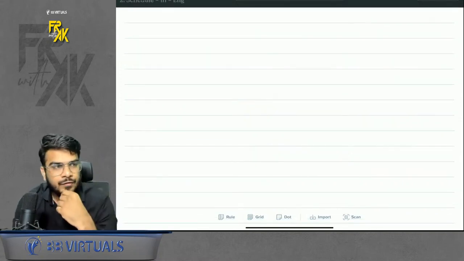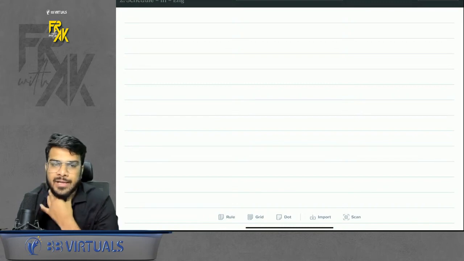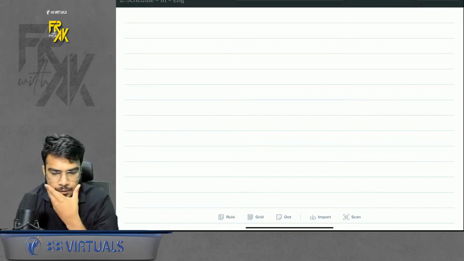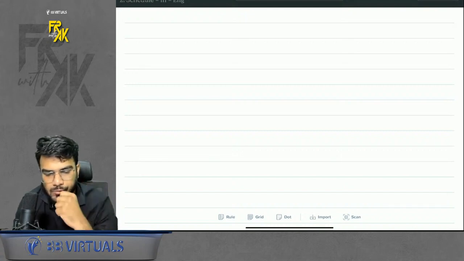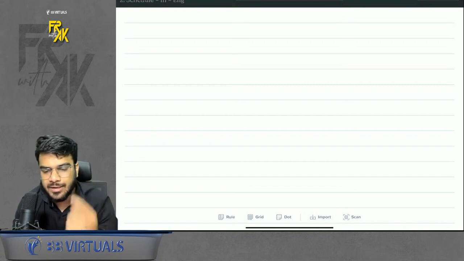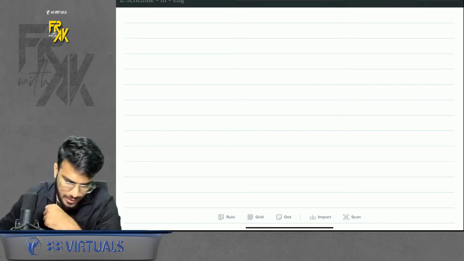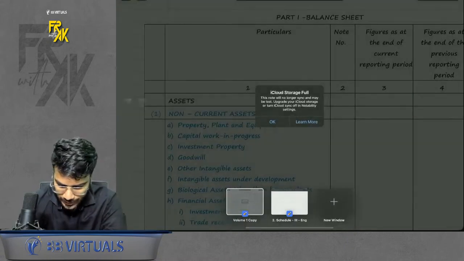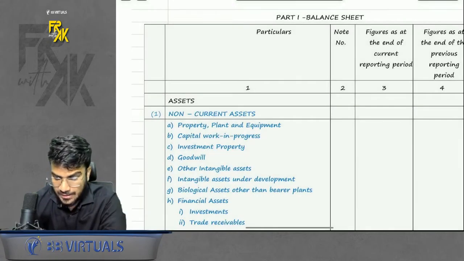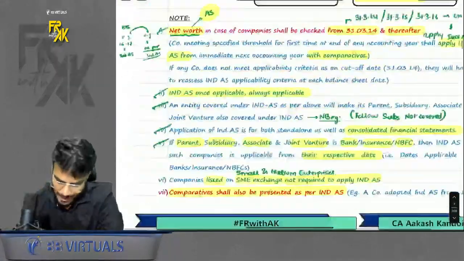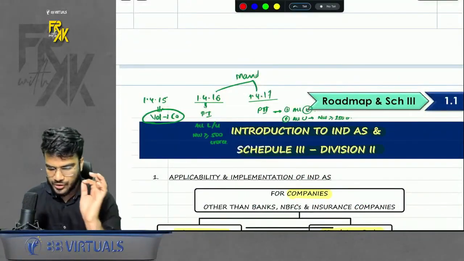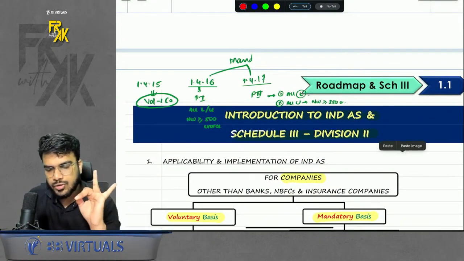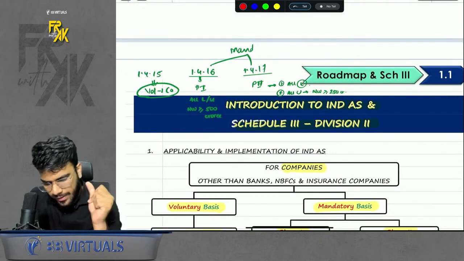Tell me one thing. Which chapter did we complete yesterday? Perfect answer. We completed Introduction to IND AS. So quickly, before starting the new content, let's revise that topic. As I said in class, we will revise it 3 to 4 times, so why not start the revision again? We are starting the quick revision in 3, 2, 1 and go.